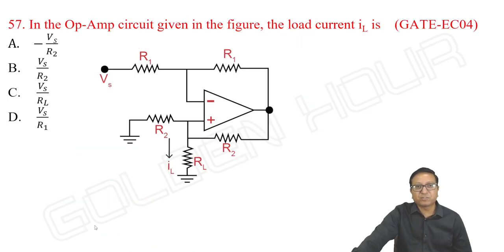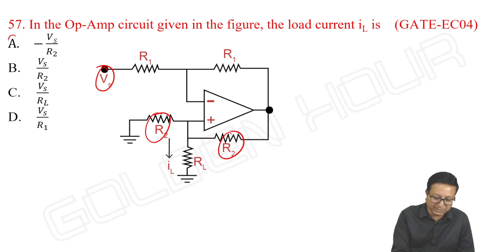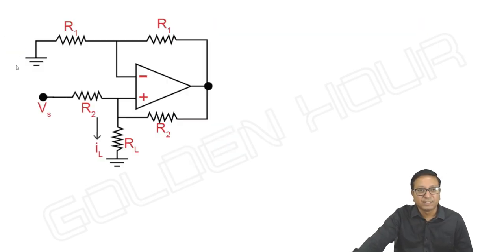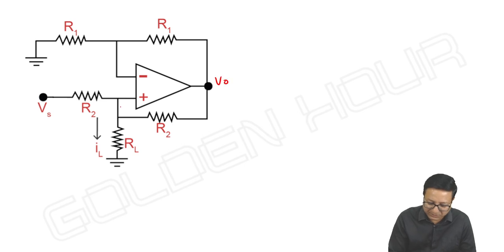In the Opamp circuit given in the figure, the load current IL is, as right, it's the same previous one only. It is minus Vs by R2. See, these two resistors are equal and IL is equal to Vs by R2 with negative sign. And input is given to non-inverting terminal. How do we do it? Procedure remains the same. Let me take this as V output and it is V plus, V minus is equal to V plus, node A, node B.